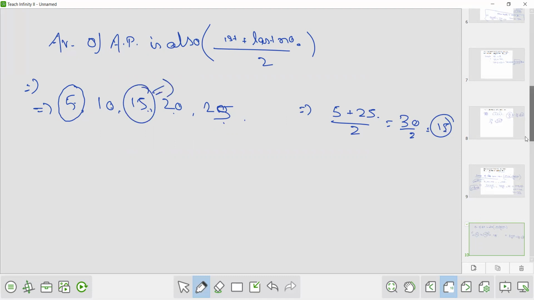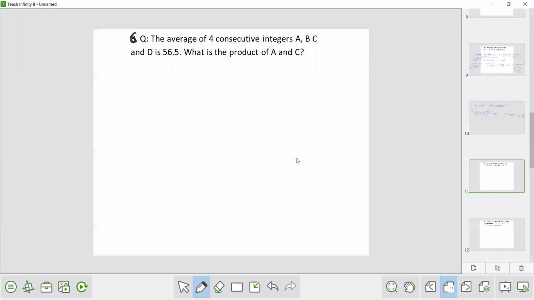Okay. I have taken one more question on this concept so that the concept will get clear. The average of 4 consecutive integers a, b, c and d is 56.5. Let's say a, b, c and d. Average is 56.5 and it's consecutive integers. So a is x, b is x plus 1, c is x plus 2 and d is x plus 3. Now the average is 56.5 and the average of consecutive numbers, we know, is first number plus last number by 2, x plus x plus 3 by 2.